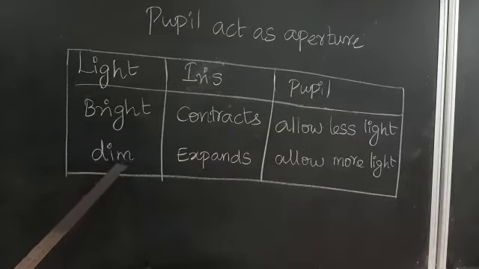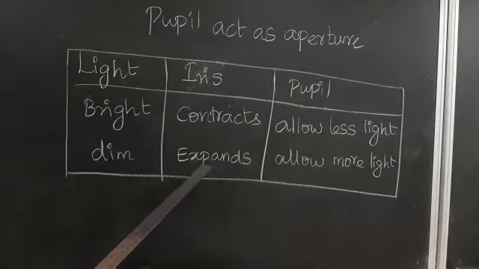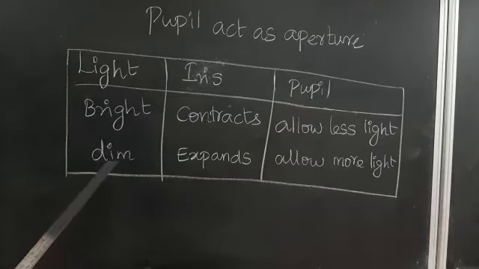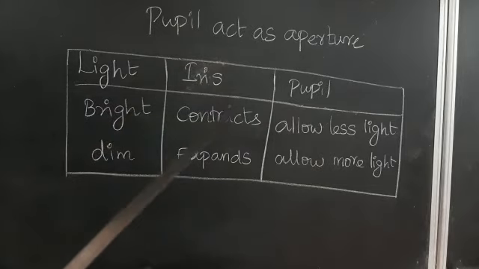When we are looking at a dim light, our iris expands and allows more light into the pupil. The pupil allows more light when we are seeing dim light. That's why we say the pupil acts as an aperture.